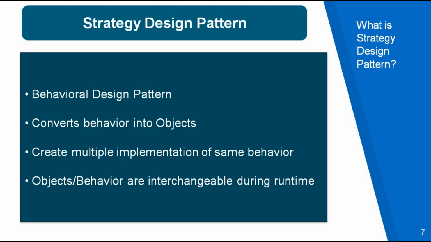And strategy helps you to create multiple implementations of the same behavior, right? So we have created WalkWithLegs as well as WalkWithWheels. So there are two separate implementations of the walk behavior, right? And the strategy design pattern helps you to change this behavior during the runtime, right? So you can assign WalkWithWheels first, and then you can assign WalkWithLegs later, right? This happens during the runtime without affecting any of your code or any of your implementation.